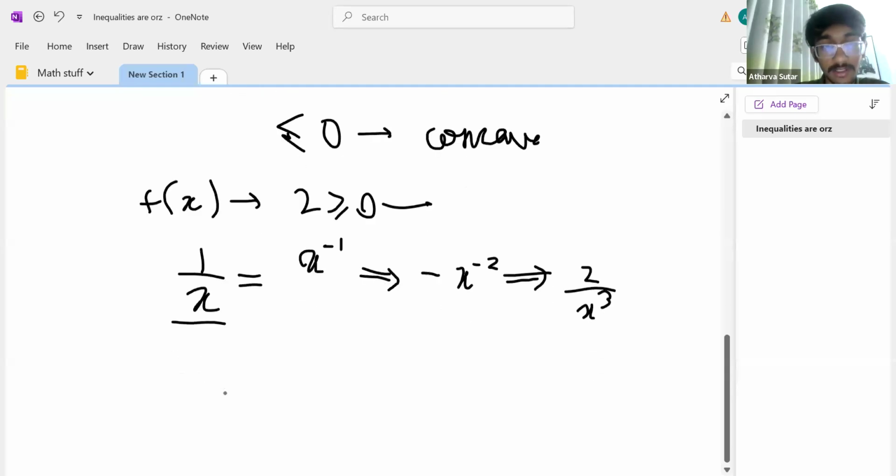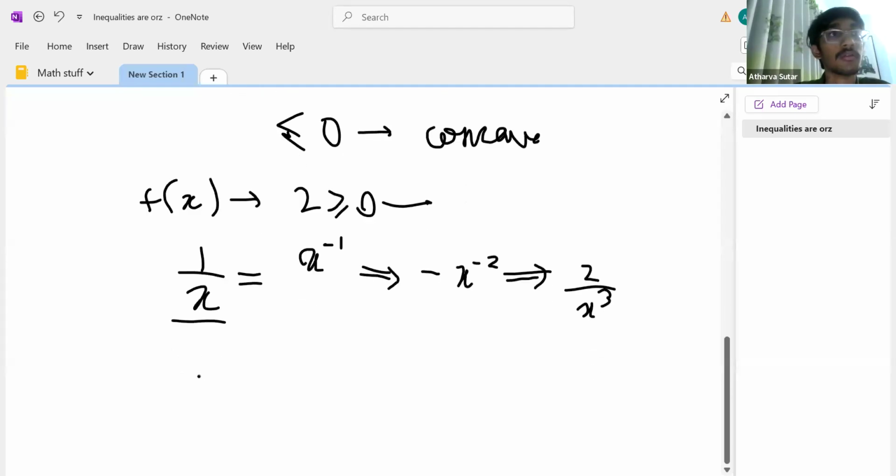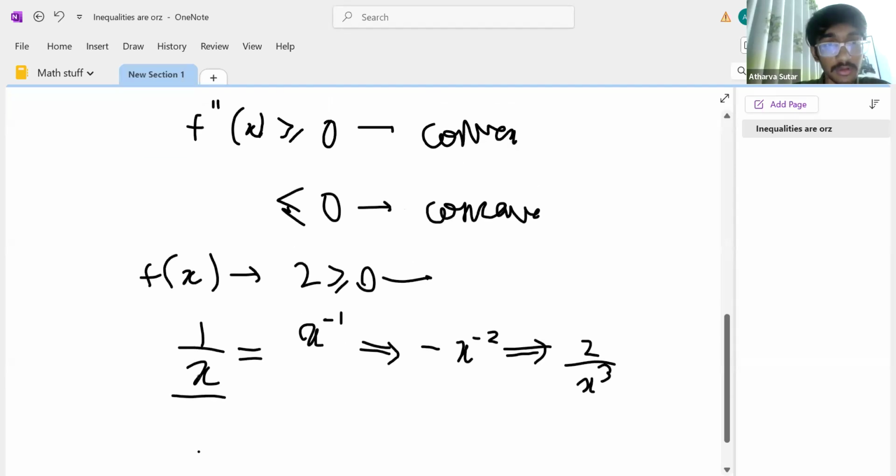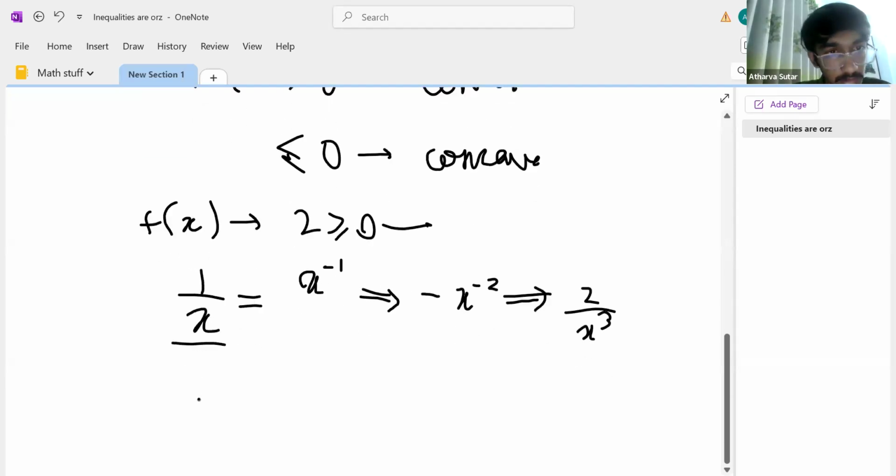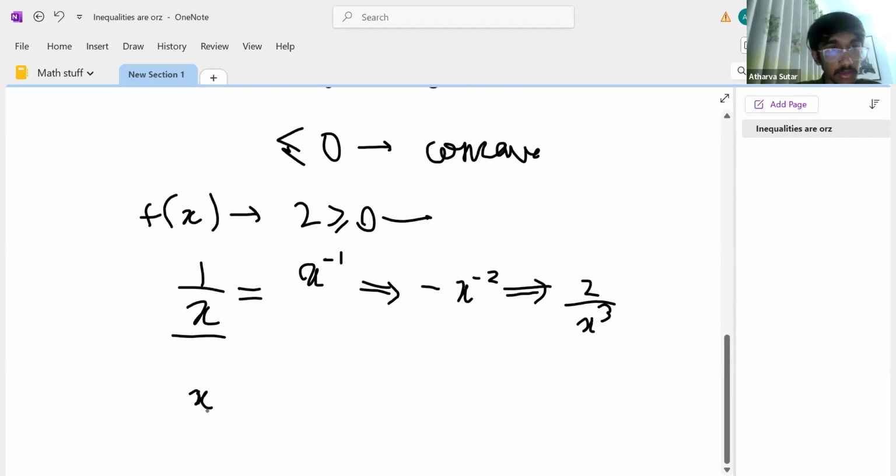Some examples of concave functions are, like, if you take a function like x, just a second.